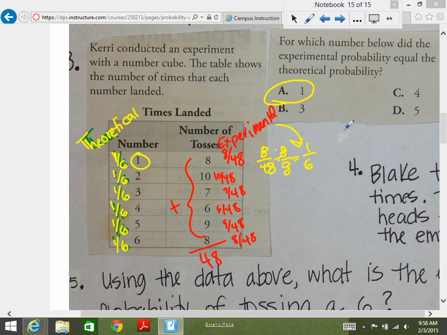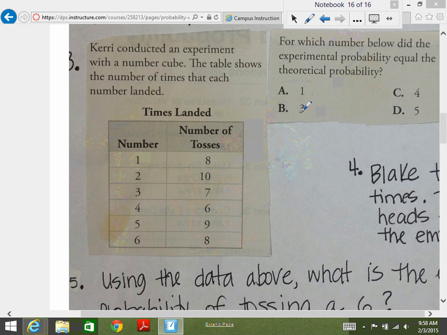You will see more of these charts in your work today. And that's why I'm taking the time to be very detailed and explain it. Because you're going to see probably about 6 of them. And you have to understand the chart. You have to understand how to find the theoretical before you start, and then how to get the experimental. Remember, you add all the tosses up to get your bottom number. Okay? Any questions about the charts? No? Okay. Let's now move to number 4.